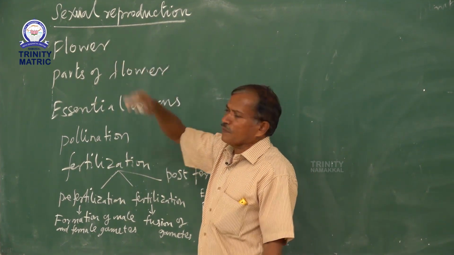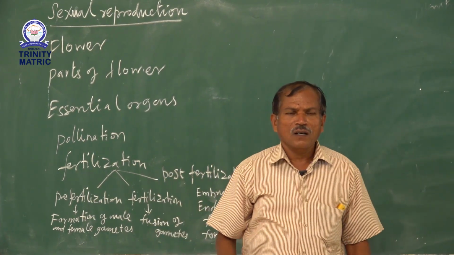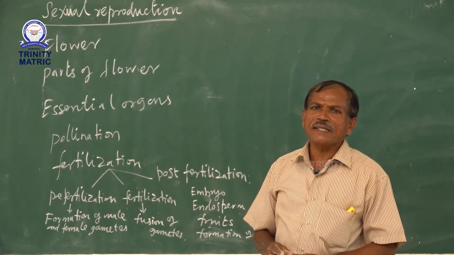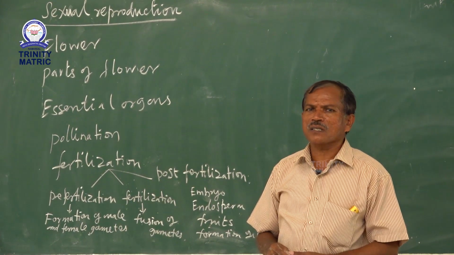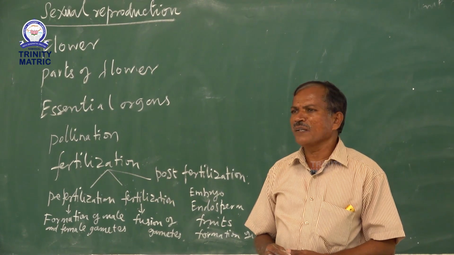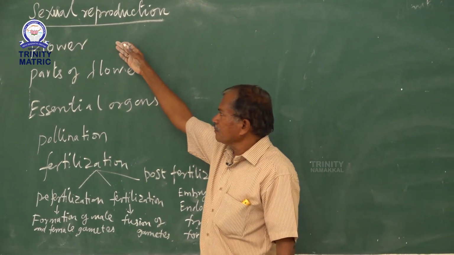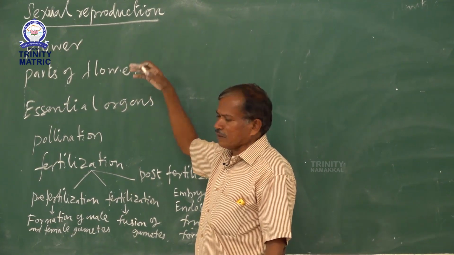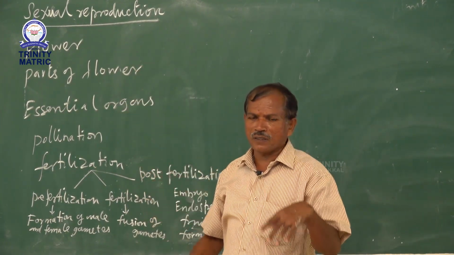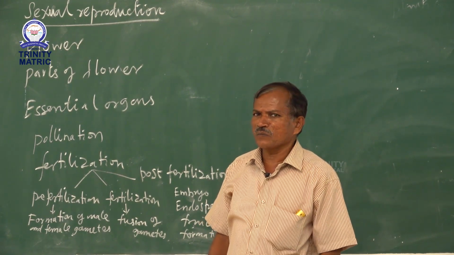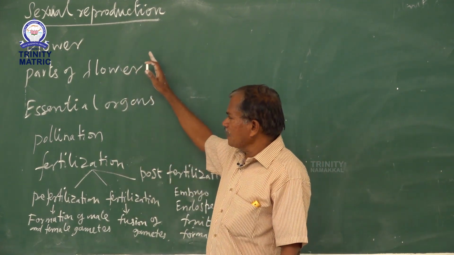First, what is a flower? All of you know that a modified condensed shoot is called a flower. What are the parts of the flower? There are 4 whorls of the flower: calyx, corolla, androecium and gynoecium. These are the parts of the flower.